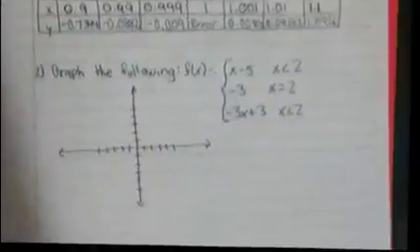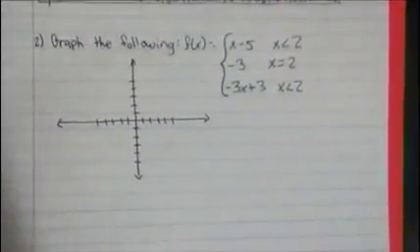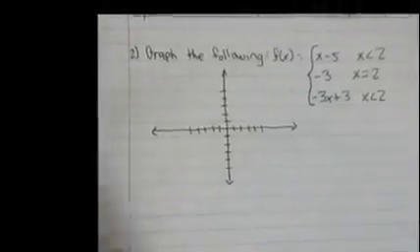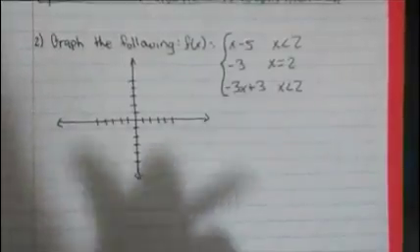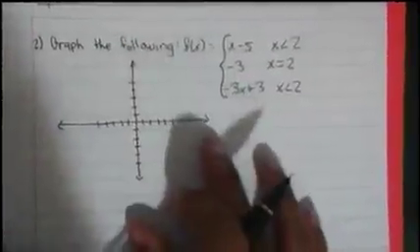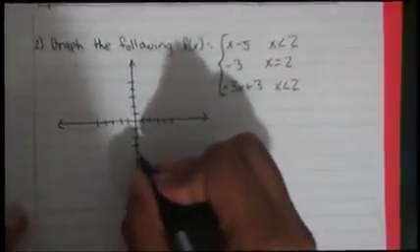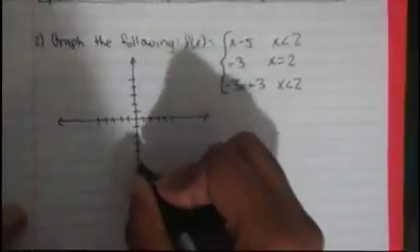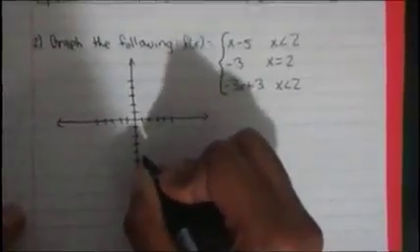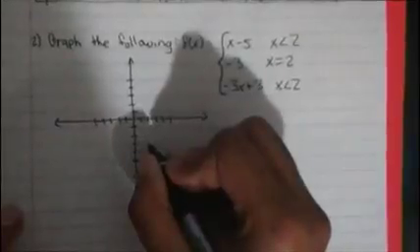Next problem for 2.2 homework quiz is to graph the following function. So f of x equals x minus 5 for x less than 2, so we graph x minus 5 first. So 0 minus 5 is negative 5. 1 minus 5 is negative 4. 2 minus 5 is negative 3. But x is less than 2, so it has to be an open circle.